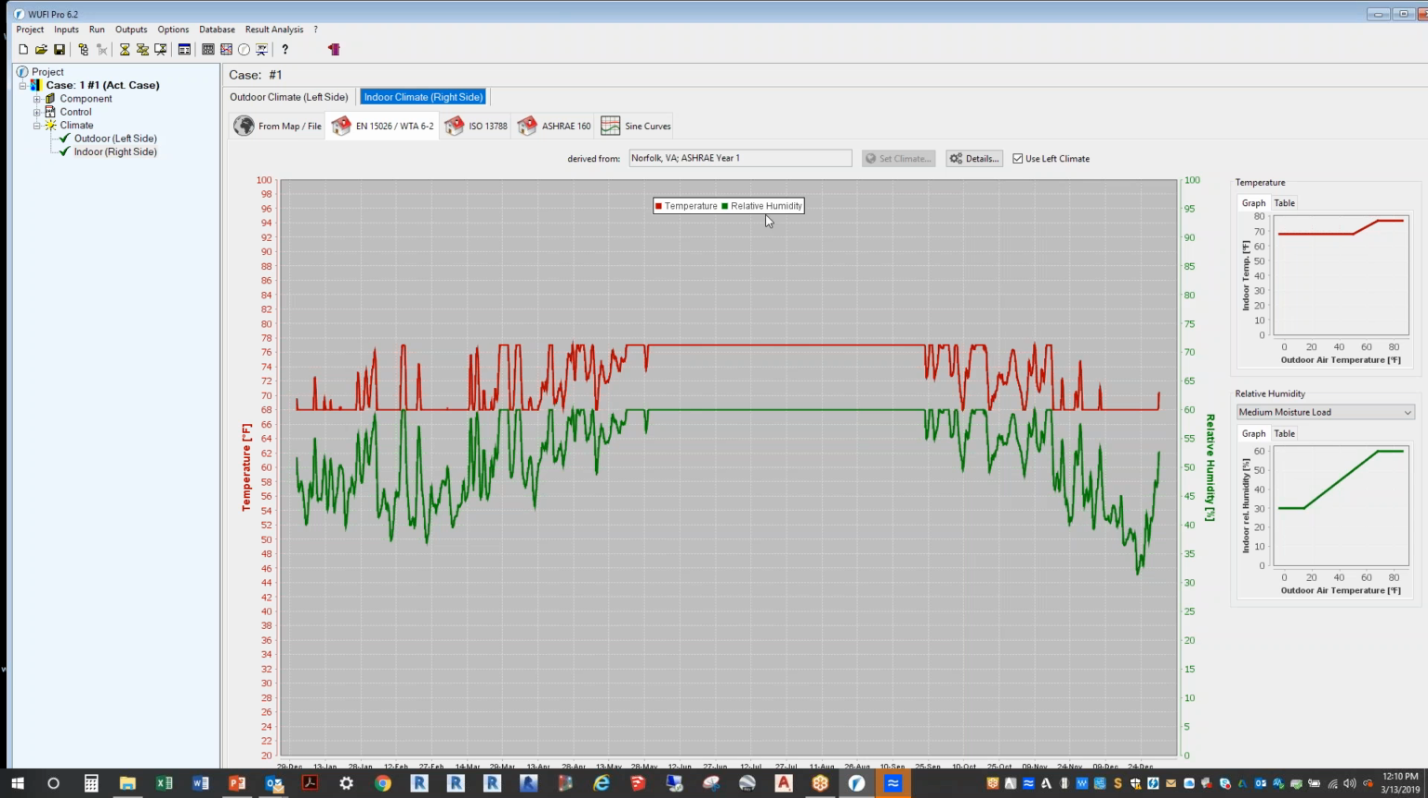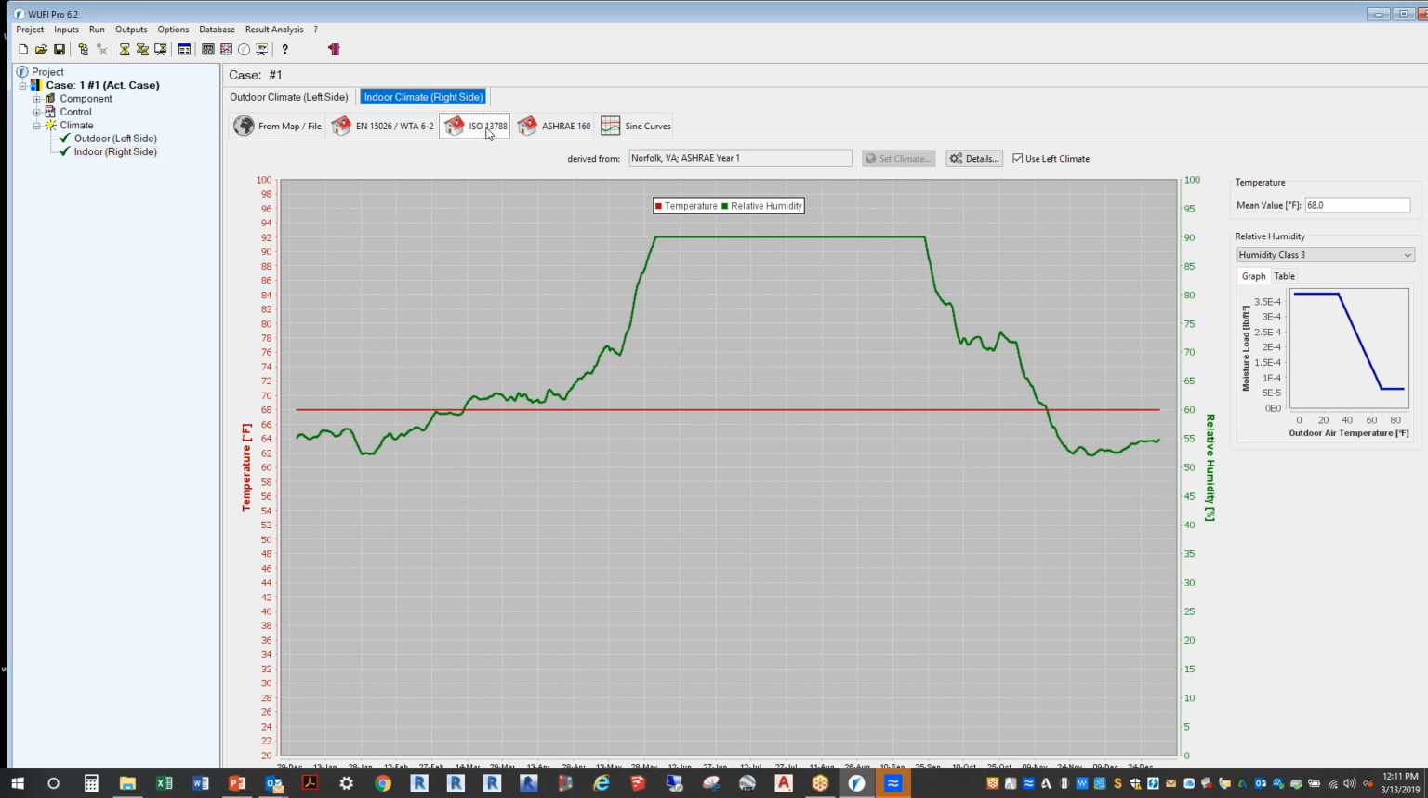So this is the indoor temperature and relative humidity based on some standard. And so it's got fluctuations for temperature and humidity over that 1 year period. Depending on if you're doing an attic on your other side, you would have temperatures that would fluctuate with the outdoor air temperature. If you're doing a residential space, that temperature would be pretty constant on the indoor climate, the right side.